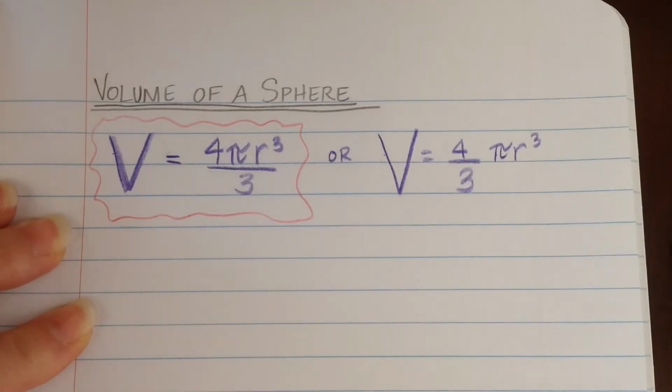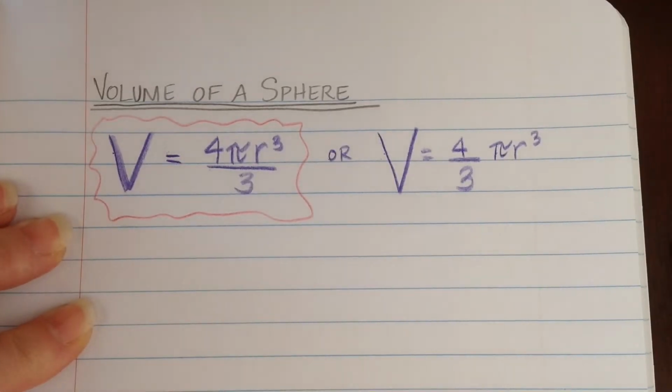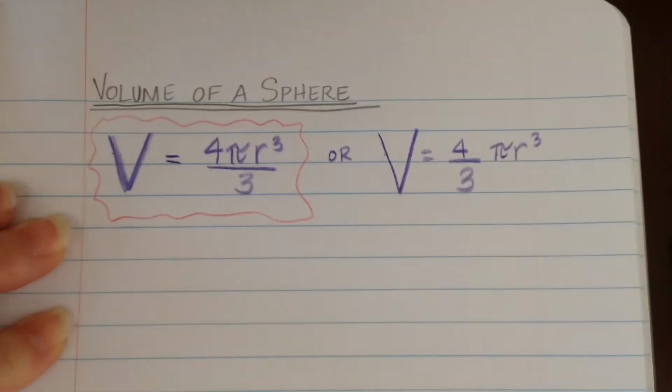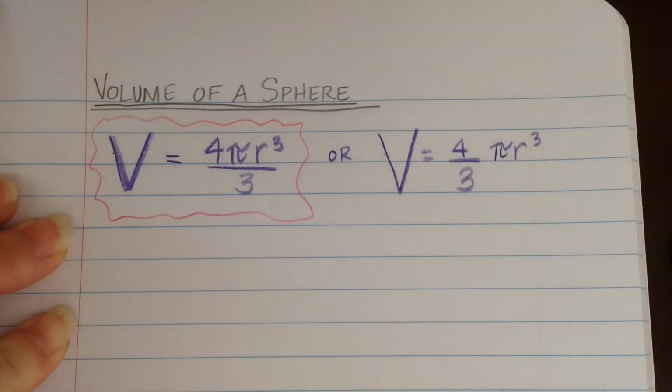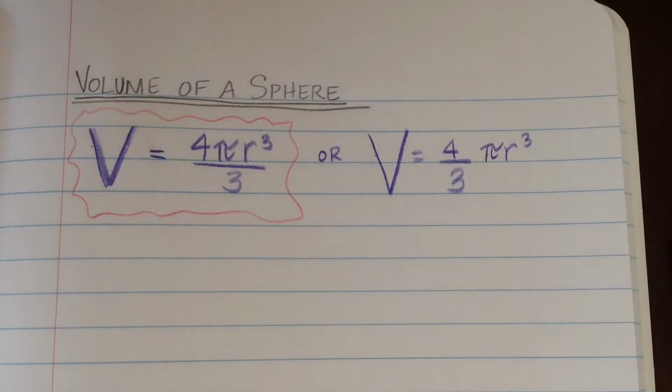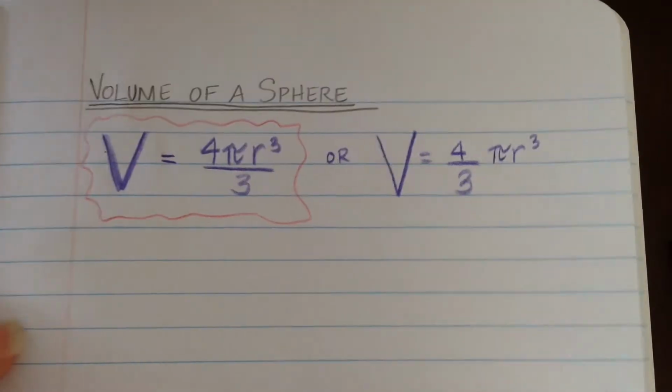Let's work this through. Okay, so volume of a sphere. Now I feel like I said cube. Did I say cube? I mean sphere. So what is a sphere? A sphere is a basketball. It's a planet. It's a lot of different things that are round, right?